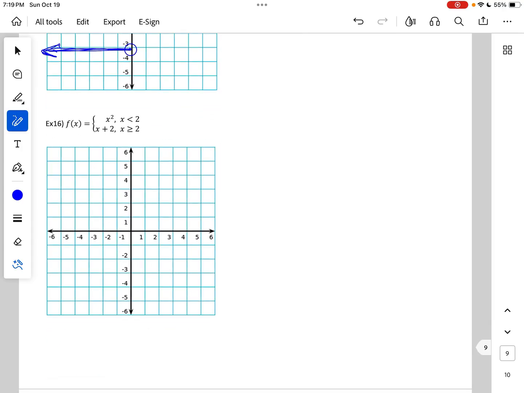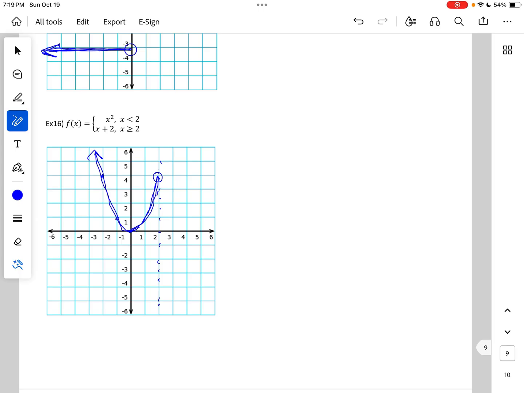Next one, I'm splitting here at 2. So I can think, okay, that's where my split is right there. When I'm less than 2, it's x squared. So I can think, oh, my x squared starts at 4. When I'm at 2, it's at 1. So I'm just going to go up. And then here I'm at 1, and here I'm at 4. So I'm going to continue up there. But I stop here, and I have an open circle right there. Okay.